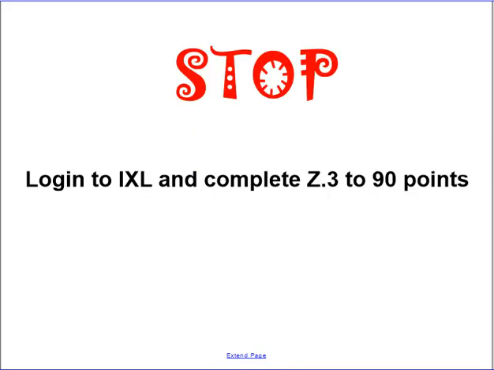Alright, before we move on to any notes though, I need you to pause and open a new tab, log on to IXL and complete Z3, and that's going to be in 6th grade, and I need you to do it up to 90 points. It is exactly what we did in class yesterday, so it should not take you long at all, but I need you to do that as a review before we move on. Okay. I'm going to keep going with the lesson. Make sure that you have completed Z3 before moving on.